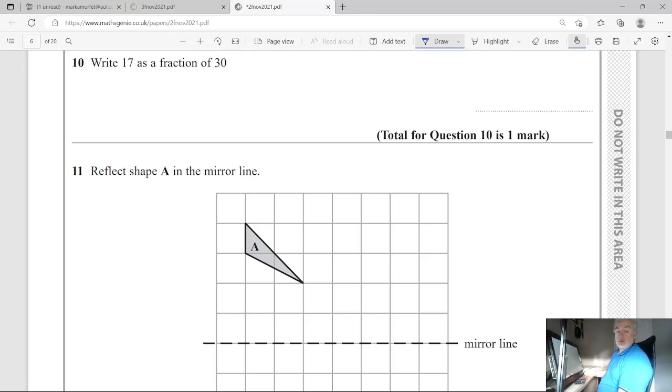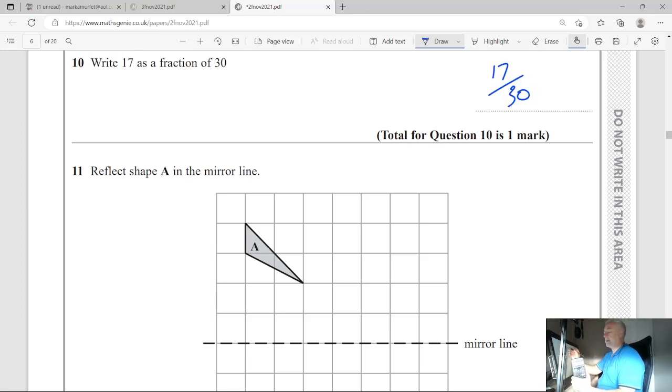Question 10. Write 17 as a fraction of 30. Okay, again, we're going to just go straight to the calculator. Put my fraction key. 17 is the numerator. Tab down as a fraction of 30. Equals 17 over 30.